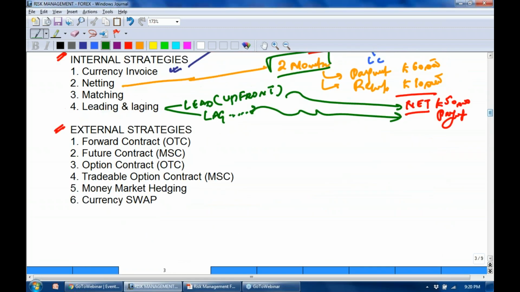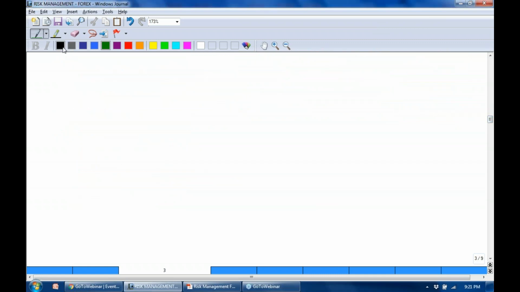Based on this principle, we will discuss the external strategy of forward contracts and futures contracts. Forward and futures contracts are just like an insurance contract, where we transfer our risk related to the exchange rate to another person. Although we will not use the word insurance, it is the same as insurance. Okay, let's take an example of a forward contract.